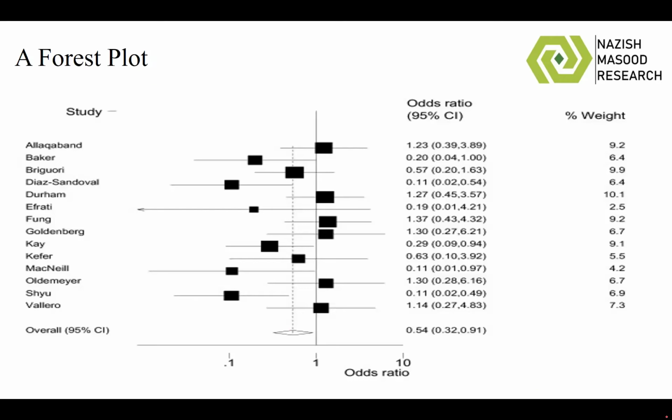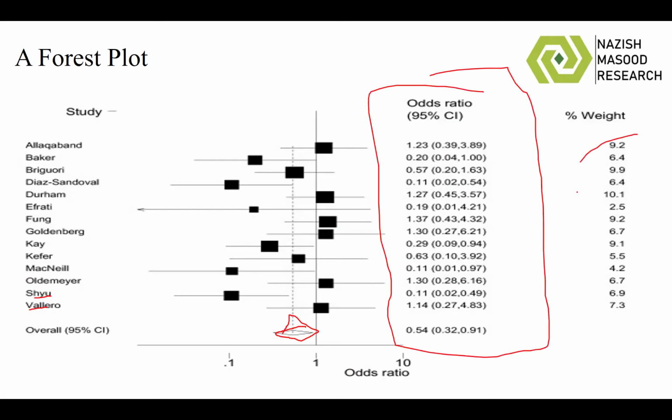This is an example of a forest plot. I showed you previously the forest plot for the case study that we have, but this is the overall cumulative effect, the overall estimate. And these are the individual studies, one, two, all these studies. These are the odds ratios of these studies. These are the weights assigned.